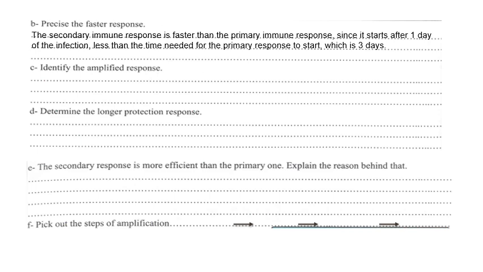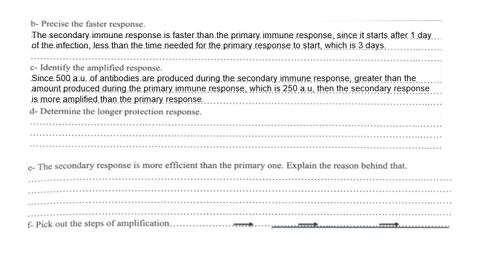Identify the amplified response. Identify, justify, then answer. Amplified means the one that has a greater amplitude. We say since 500 AU of antibodies are produced during the secondary immune response, greater than the amount produced during the primary immune response, which is 250, then the secondary immune response is more amplified than the primary one.